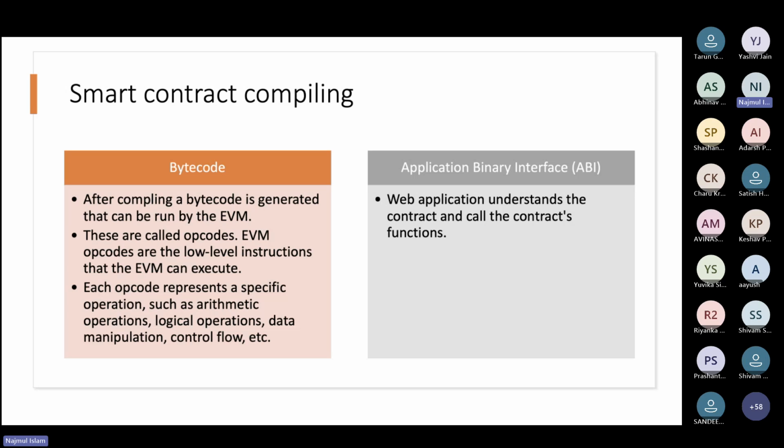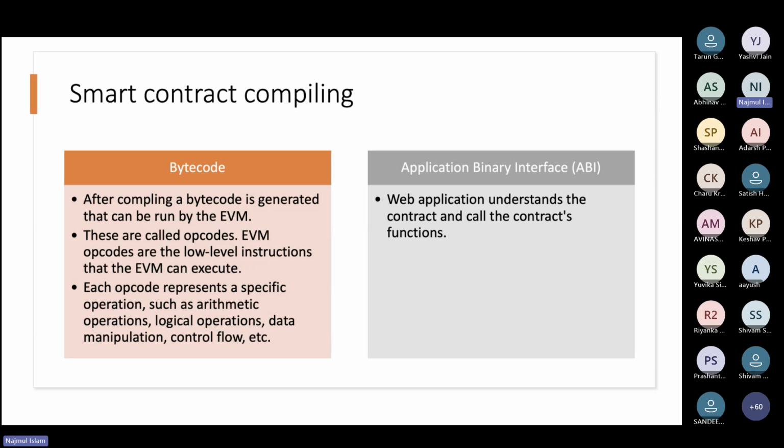And each opcode represents specific operations. The operations could be of different types: arithmetic operations, logical operations, data manipulations, and so on. So the thing is, you write your code in the Solidity language, which looks like C++. And when you compile it, it generates a bytecode, or low-level instructions, that can be executed in the Ethereum virtual machine.